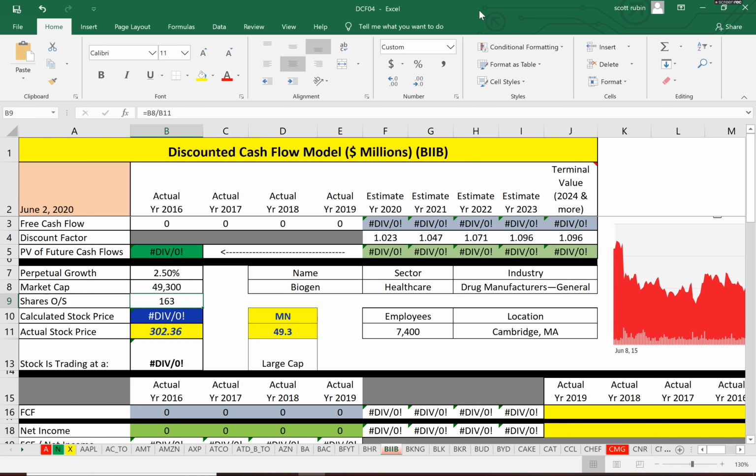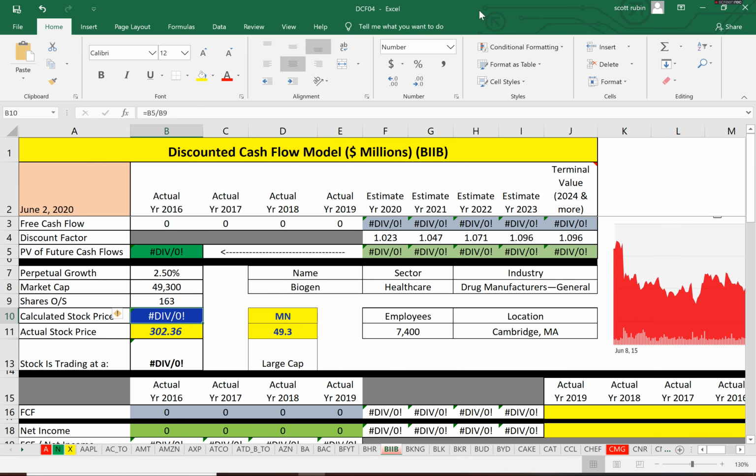So what we're going to do in this video is estimate the future free cash flow of the company and then discount that number back to today's values. And then we have an intrinsic value for the company. And then we divide that number by the shares outstanding, and we'll have the intrinsic stock price. Then we can compare it to the actual stock price to see if it's a good buy or not a good buy.